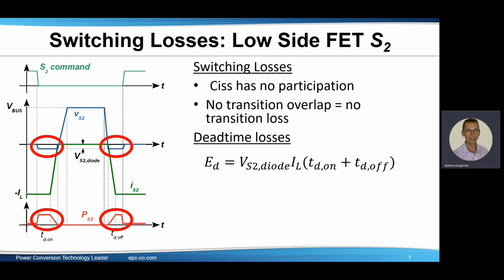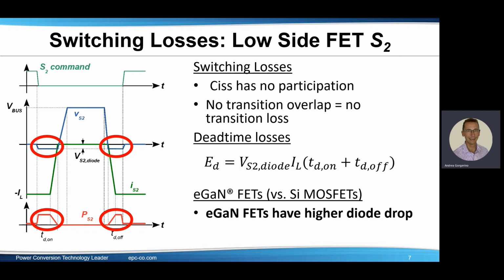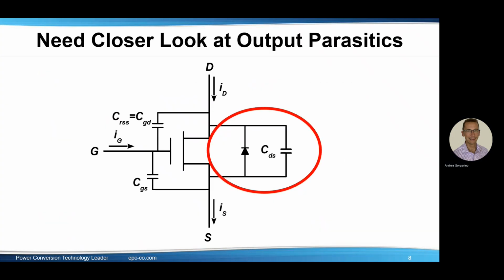During this dead time, there are actually losses, and these are basically the forward voltage of the diode times the current times the conduction time. If we compare GaN FETs versus silicon MOSFETs in this condition, GaN FETs have a higher diode drop, which would mean higher dead time losses. However, we will take a closer look at this assumption and show that that is not always the case. To understand why a GaN FET will not necessarily have higher dead time losses than a MOSFET, we need to take a closer look at the output parasitics, which is COSS basically.